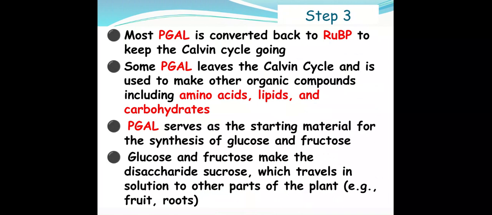And the PGAL leaves the Calvin cycle and is used to make other organic compounds like amino acids, like lipids, carbohydrates, all kinds of things. PGAL serves as the starting material for the synthesis of glucose, fructose, and all these other sugars. Remember, glucose, that ending of that word means sugar. Glucose, fructose, maltose, sucrose, all of those are sugars.